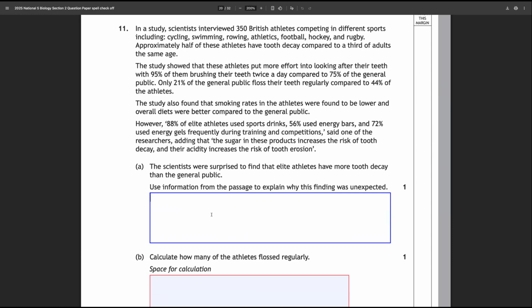So if we look at the passage, why is it unexpected that the athletes have more tooth decay? Well, for example, they are far more likely to brush their teeth. Okay, 95% of them are brushing their teeth twice a day compared to 75% of the general public.